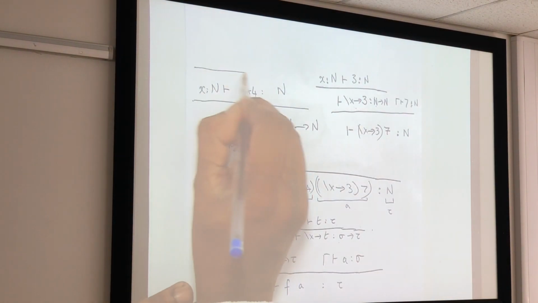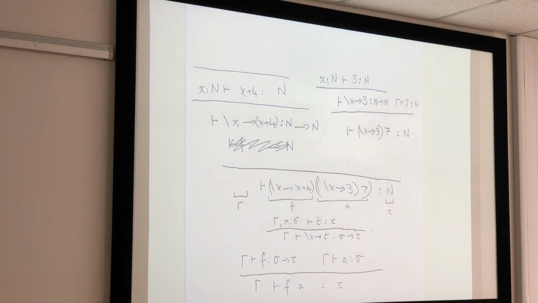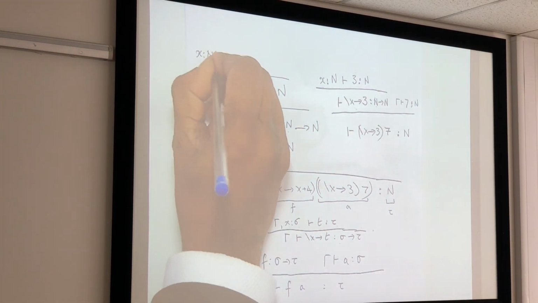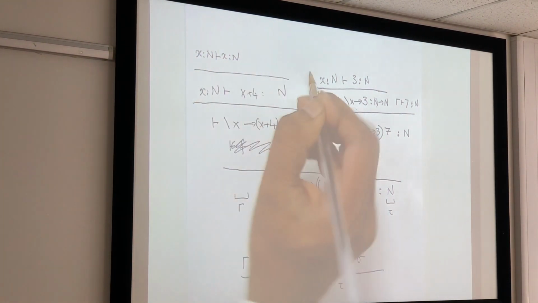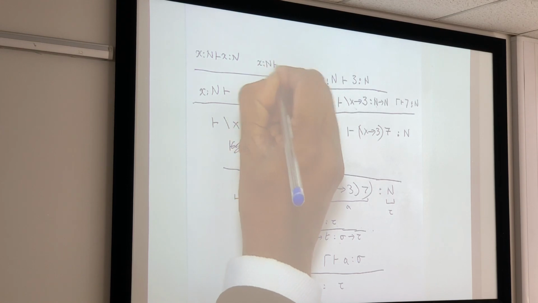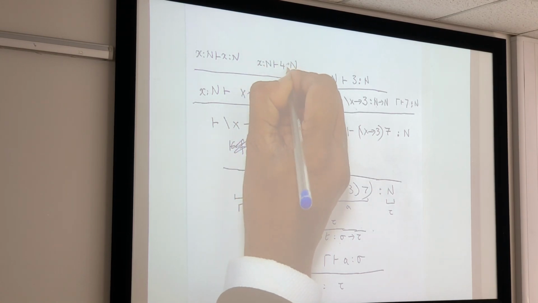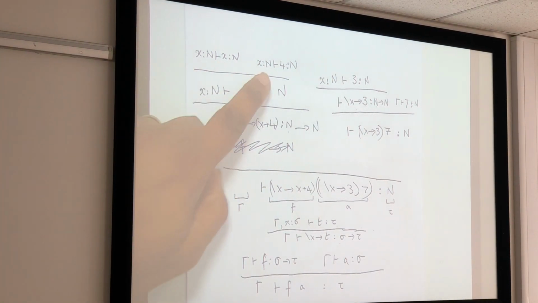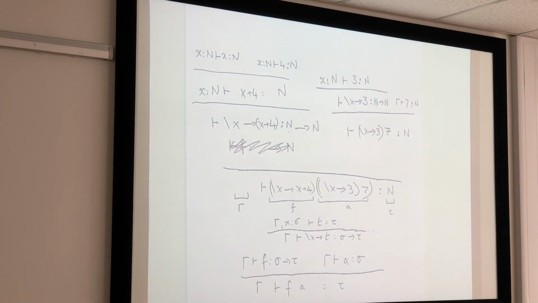And to show that, use the rule for sums: if you want to show that something plus something has type natural numbers, show each of them has type natural numbers. So I need to show x is type n proves x is type n, and show x is type n proves 4 is of type n. And then the rule for variables and the rule for numbers gives you these. So that's the answer. That's both forms of the answer. First of all, it shows that this term has this type.